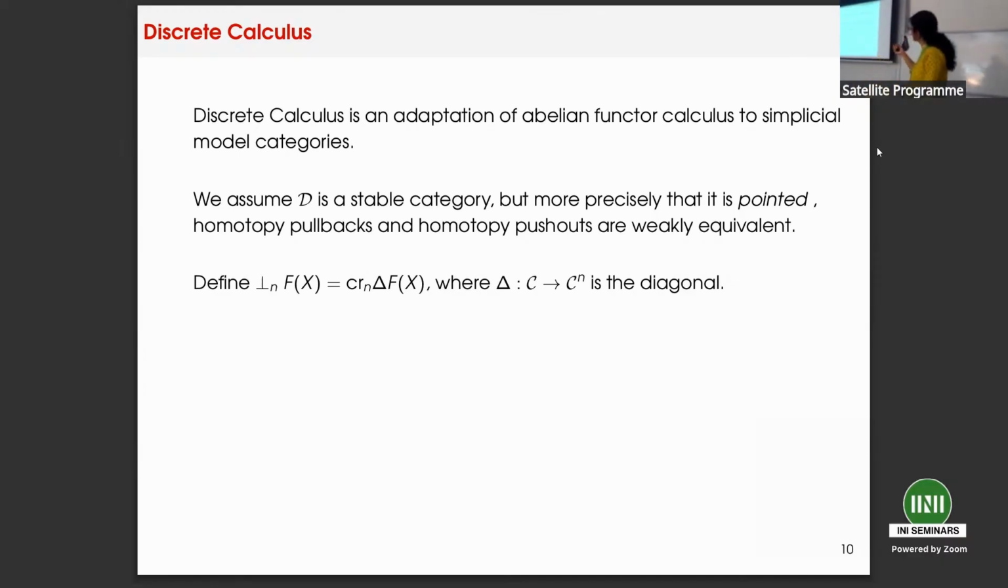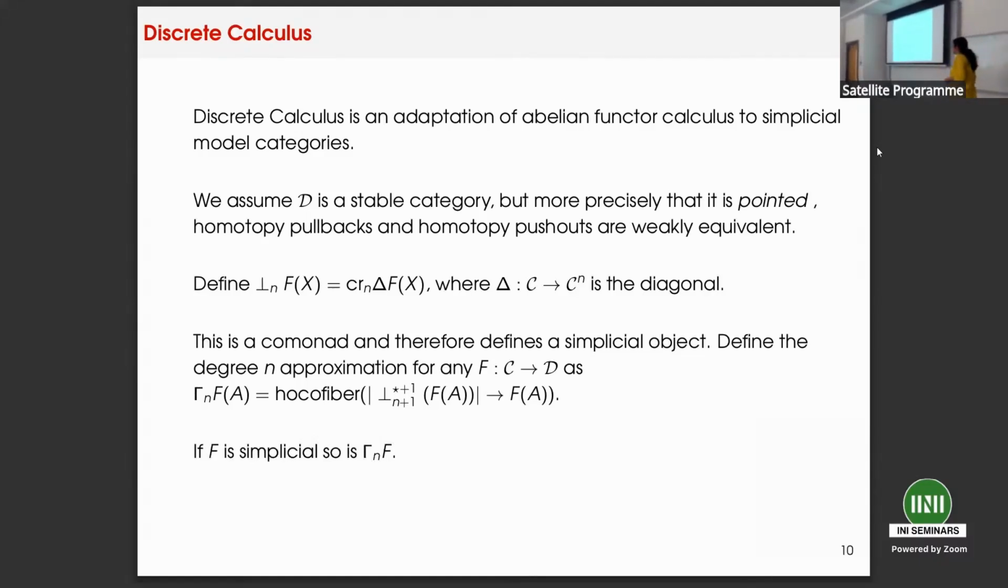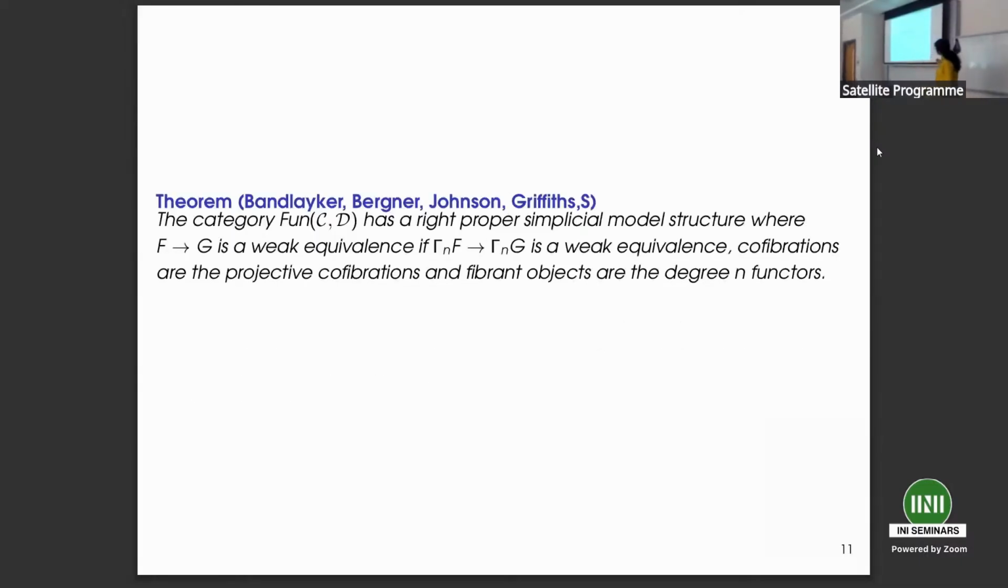So what this is doing is basically taking the nth cross effects of the functor, and you take the following homotopy cofiber, and this gamma_n F gives you the degree n approximation of your functor F, which basically means it's a degree n functor, and if you apply the cross n plus one functor on it, then you get a point, weakly equivalent to a point. Okay, so it's a degree n approximation. One can check that if F is simplicial, so is gamma_n F. And what we prove, of course one has to check all the axioms, and that's where all the work goes, is that if you start with your projective model structure on Fun(C, D), then you get a model structure on Fun(C, D) where F and G are weakly equivalent if their degree n approximations are weakly equivalent.